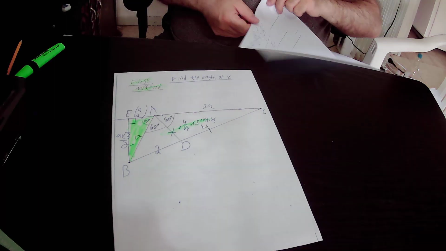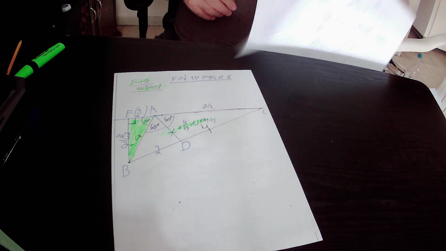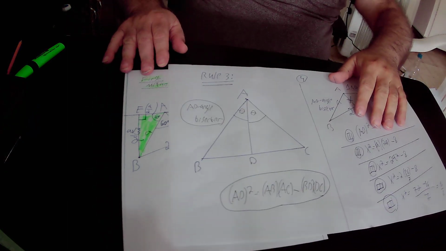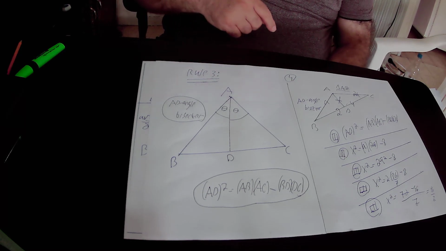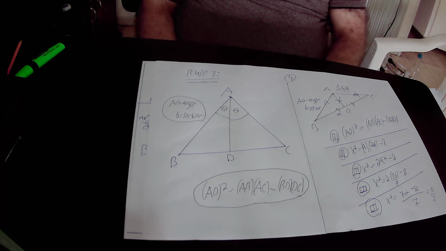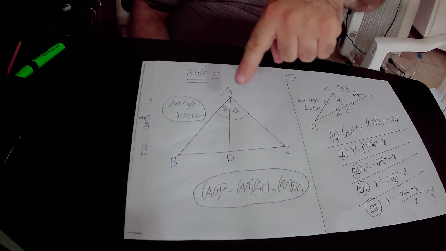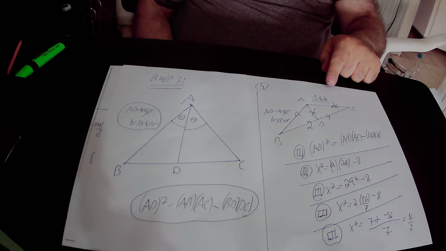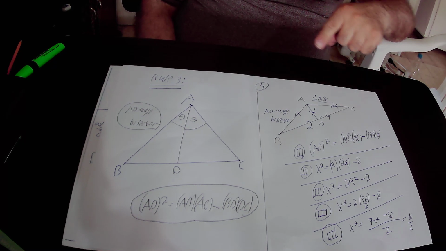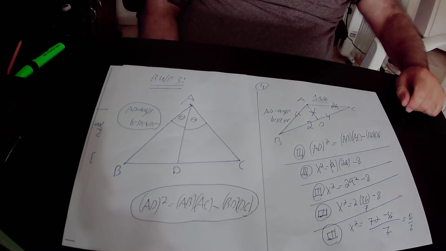Okay, then I presented to you rule number 3. According to rule number 3, if we have a triangle ABC, that could be any triangle, and AD is the angle bisector, then AD squared equals AB times AC minus BD times DC. We implemented rule number 3 in triangle ABC, so I copied triangle ABC in this page, and here, according to rule number 3, we get that AD squared equals AB times AC minus BD times DC.